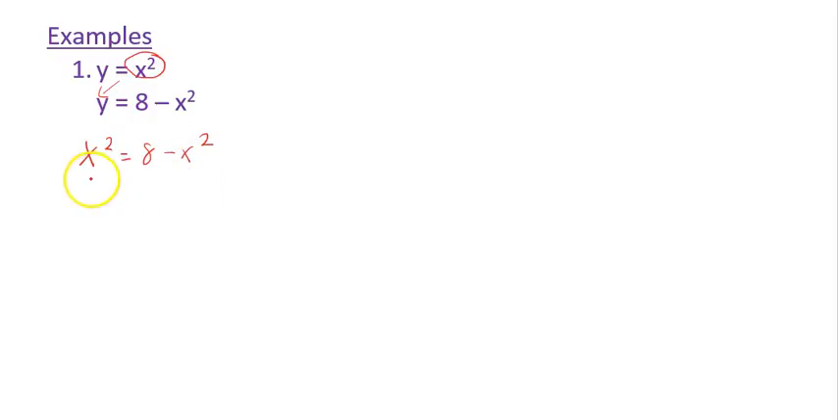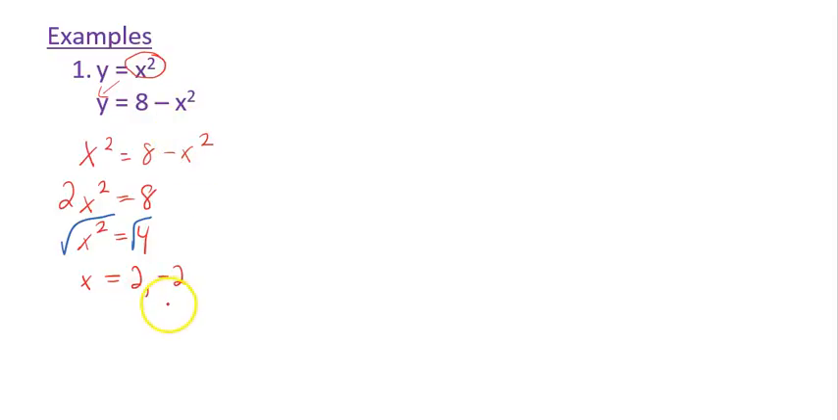I'm going to add the x squared to both sides and get 2x squared equals 8. I'm going to divide both sides by 2. x squared is going to be 4. And then this is one of those cases where I'm going to take the square root. So I'm square rooting both sides. When I think of the square root of 4, I need to think of positive 2 and negative 2. I get both answers. That means these graphs cross each other in two places.